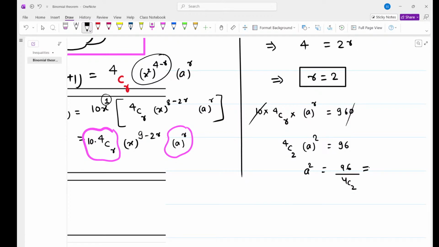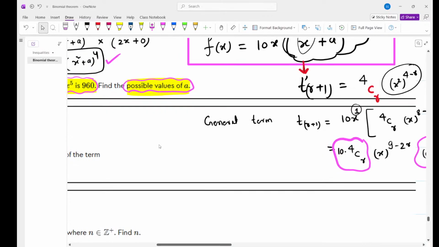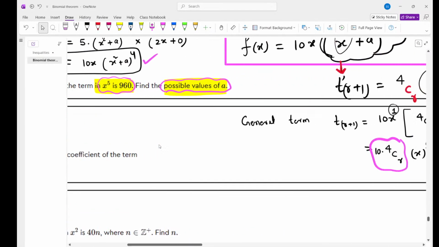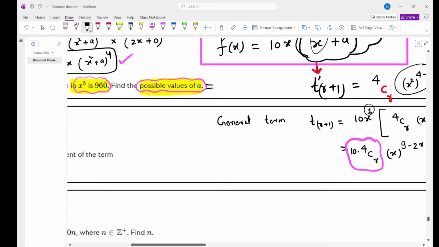A squared equals 16. Okay, correct. 96 upon 6, that is 16. So what should be a? 4 and minus 4. Correct, absolutely correct. You have to see the other statements also. Is there any other condition that a should be positive or negative? There is no condition, so we have to give both the answers. So it should be plus minus 4, isn't it?